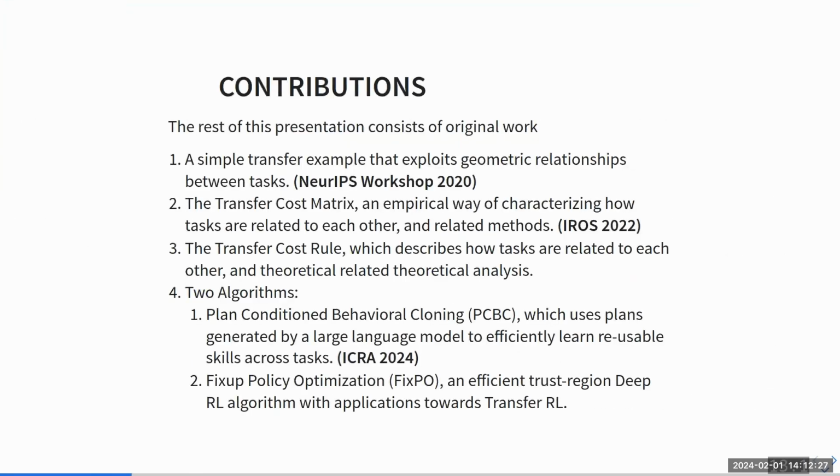All right, so now I'm going to go over the contributions that were included in the thesis to make that clear. First, we have a simple example of why you should care about transfer. We'll walk through the basics. This was based off some work that was presented at Tuner workshops in 2020. We'll talk about the transfer cost matrix, which is a way of characterizing the difficulties of transfer between different tasks and when transfer is efficient or not efficient. That was presented at IROS in 2022. We'll talk about the transfer cost rule, a rule that allows predicting when transfer costs are going to be low or high. That is new work in this thesis that hasn't been released publicly before.